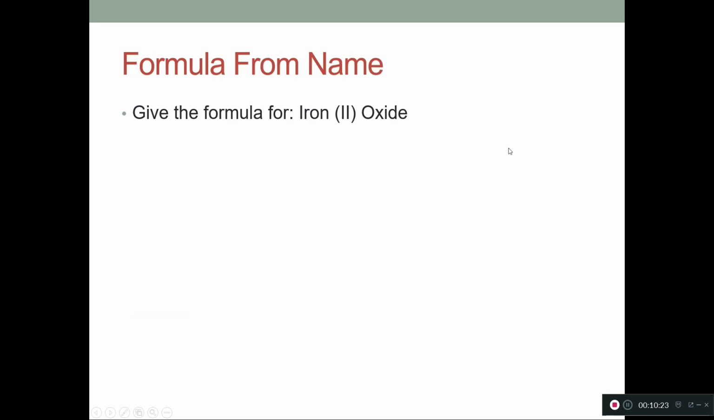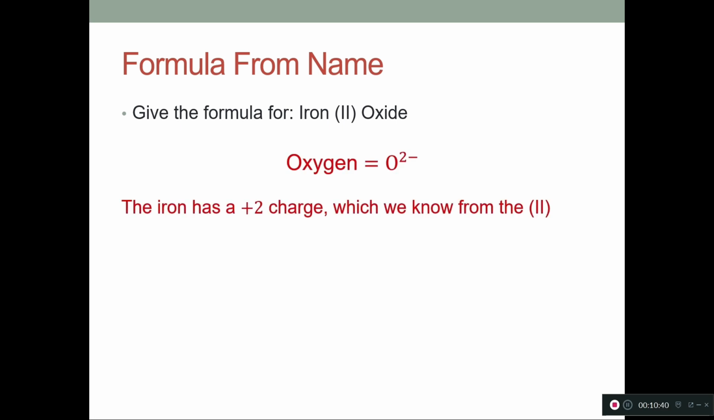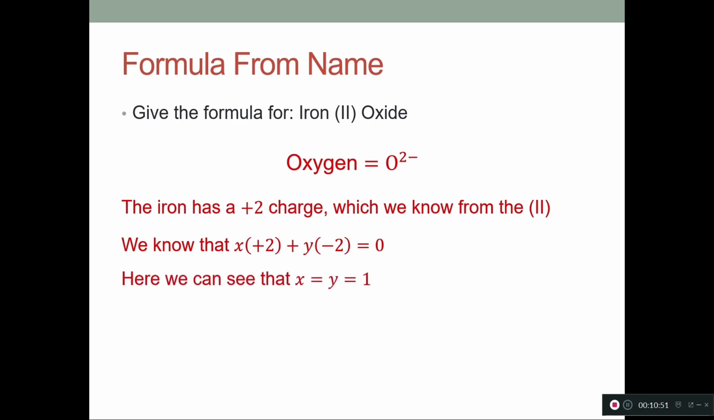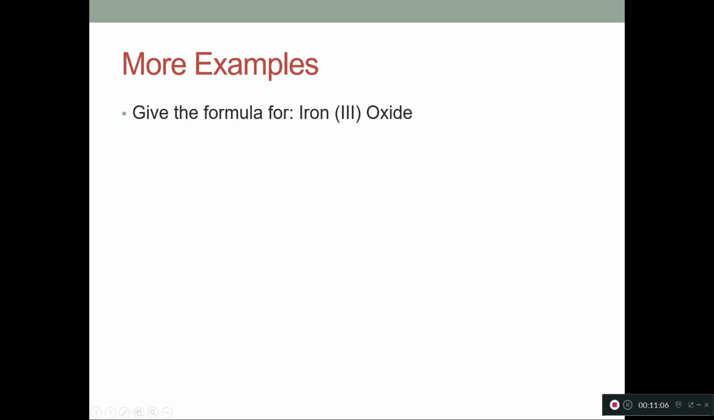So we want to give the formula now for iron 2 oxide. So again, we know that oxygen is -2, and we know the iron has a +2 charge because it has the Roman numeral 2 in parentheses. And so we know that x times +2 plus y times -2 equals 0, where x is going to be the number of irons and y is going to be the number of oxygens. Here we can just easily see that x and y are both going to be equal to 1, thus giving us FeO.